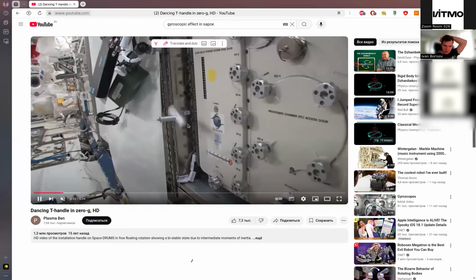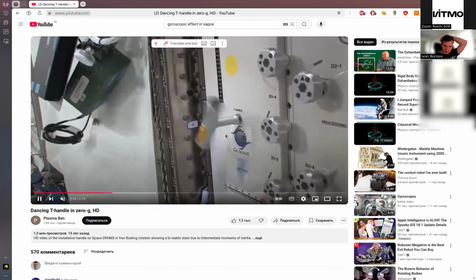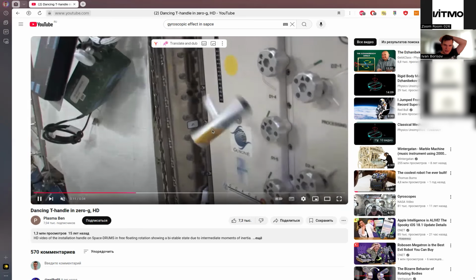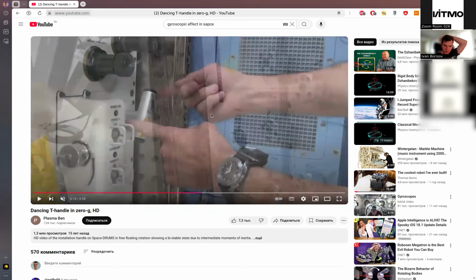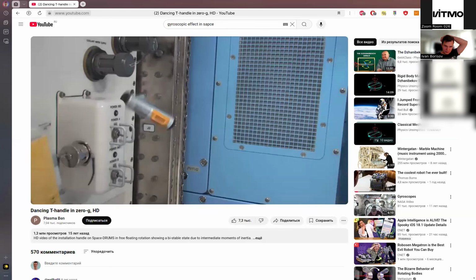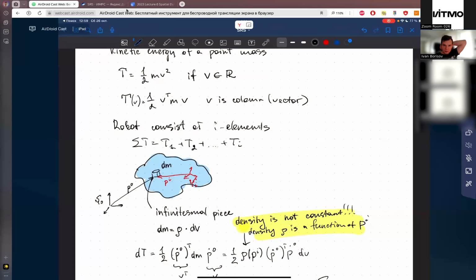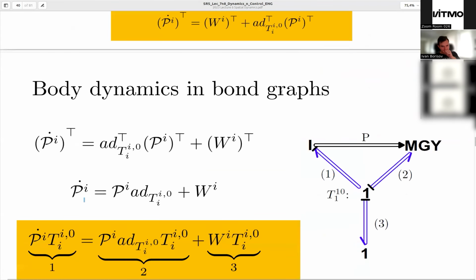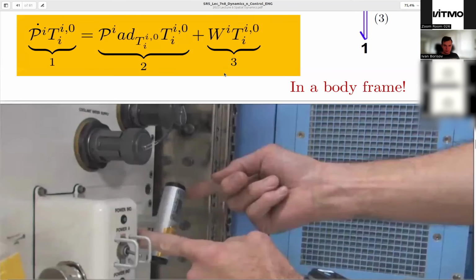Look, this handle changes its orientation. And it's done only because of the gyroscopic effect. Yeah, this is the video that I wanted to show you. And it is done because of this stuff. And you can compute it on your own right now.